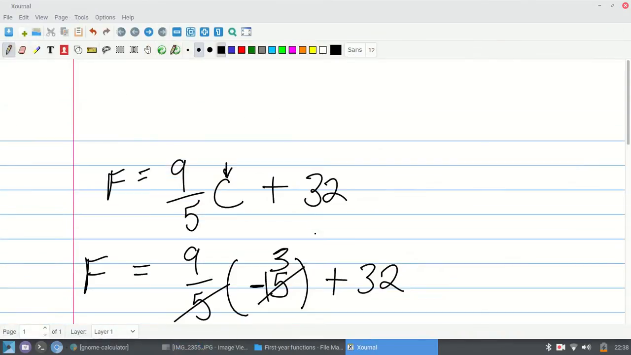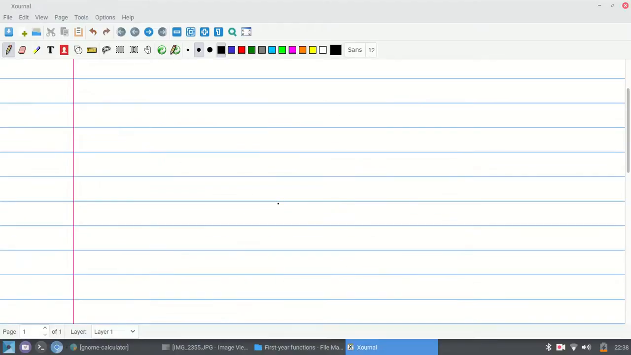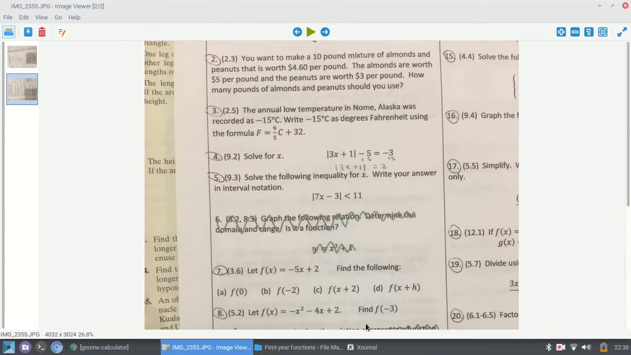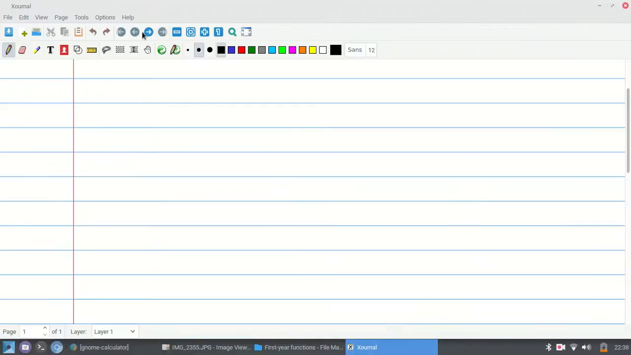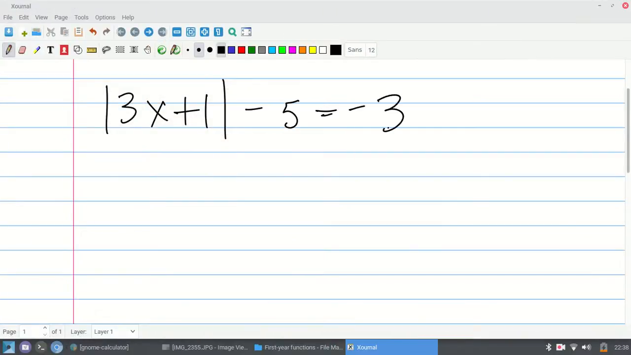So that's that. Now we're going to solve some equations, and it has to do with absolute values. Let's do it. So the absolute value of 3x plus 1, minus 5 equals negative 3. Okay. Now, what is the absolute value? The absolute value of negative 5 is 5. The operation basically takes the magnitude, the sign is gone, and you just take the actual value itself.